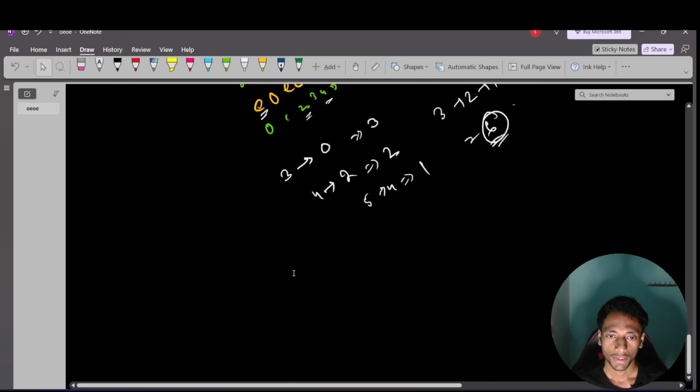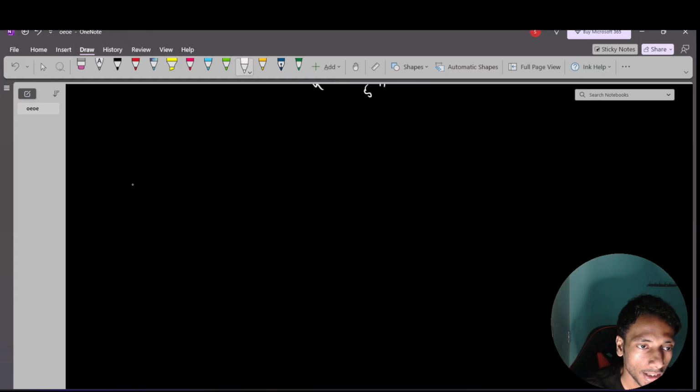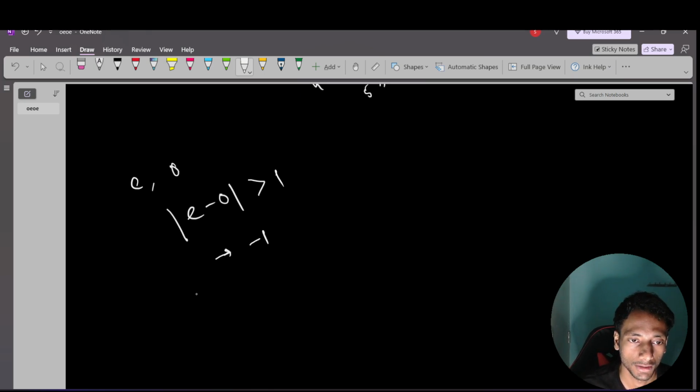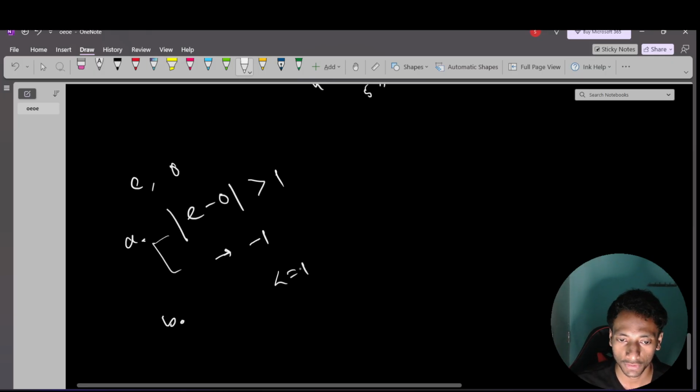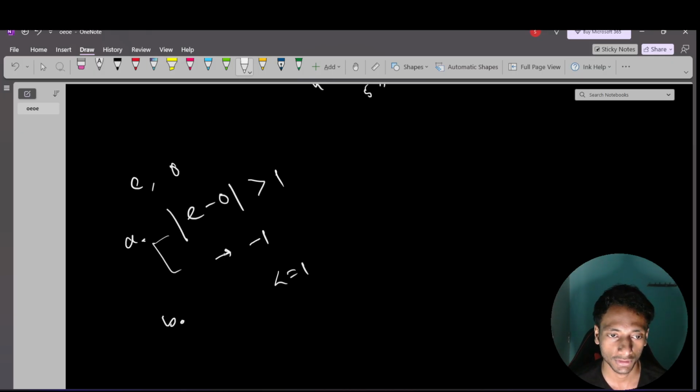So I hope it is clear what the condition is. First of all, I have to count how many even and how many odd numbers are present in the input array. If the difference between the count of even and odd numbers is greater than 1, then our answer will be -1. Correct? This is the first condition. Now, if I check this condition, we know that the difference will always be less than or equal to 1, because otherwise it will return from here.